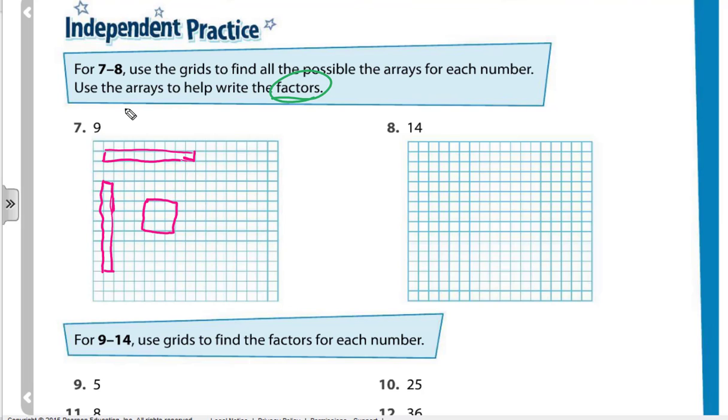I will ask Muhammad a question. Muhammad, what numbers can you multiply to get 9? 3 multiplied by 3. Okay, this one. What else? 1 times 9. This one. What else? 9 times 1. This one.